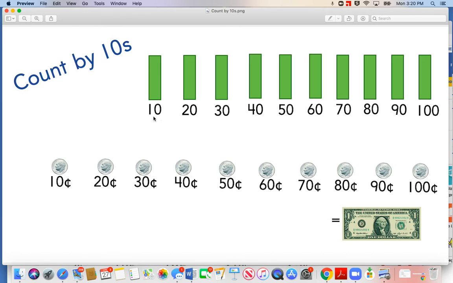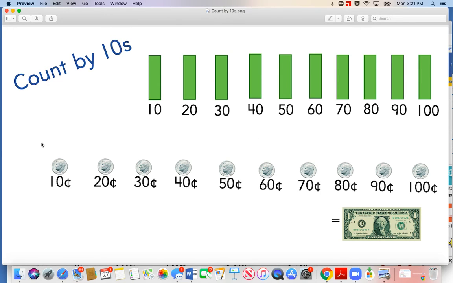So starting here with one tens stick, if I add a second tens stick, then we know that 10 plus 10 equals 20. 20 plus 10 equals 30. 30 plus 10 equals 40, and so on. So when we count by tens as a class, we could do it all together, starting with 10: 10, 20, 30, 40, 50, 60, 70, 80, 90, 100. And that's something that we already know how to do because we practice so much.